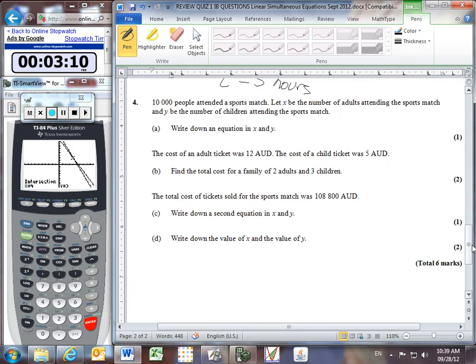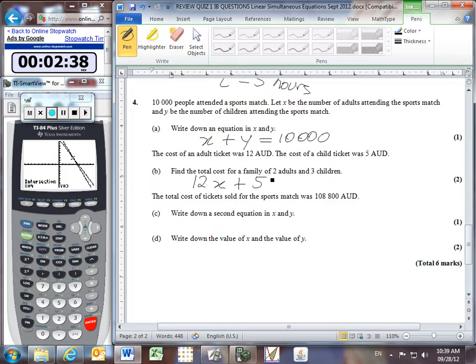And question number 4. 10,000 people attended a sports match. We've got X adults and we've got Y children. Well, that must mean that the number of adults plus the number of children is equal to 10,000, all of the people who attended the sports match. Now, the cost of an adult ticket is $12. So the total amount of money that's been received for our X adults will be 12 times X. That's how much money we received, $12 for each of the X adult tickets sold.